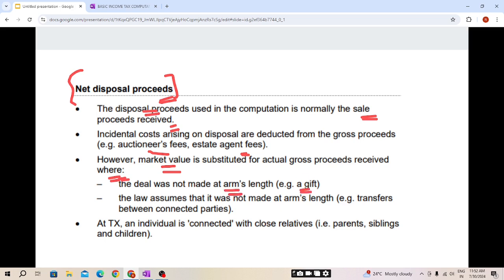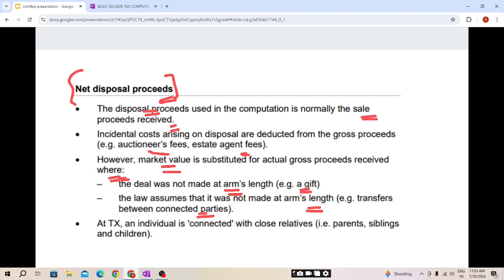If we are gifting an asset, we will not receive any sale proceeds. So in that case, the disposal proceeds will be the market value of that asset on the date of disposal. The law assumes that it was not made at arm's length, for example, a transfer between connected parties. Arm's length means it was not done at the market rate.